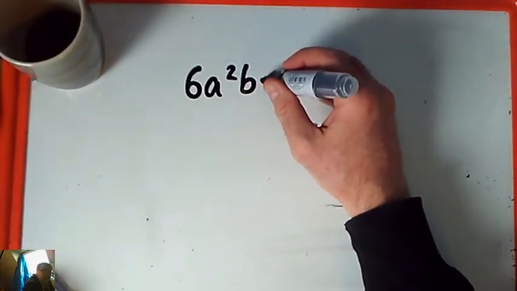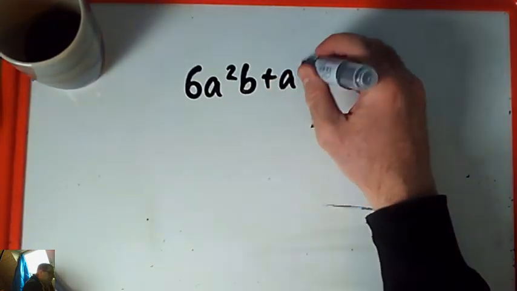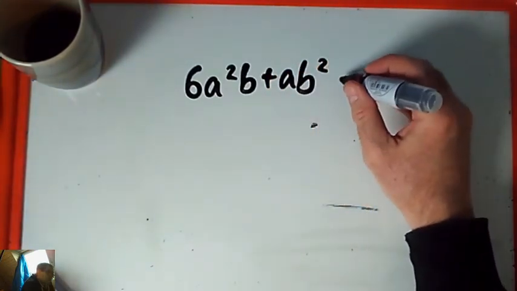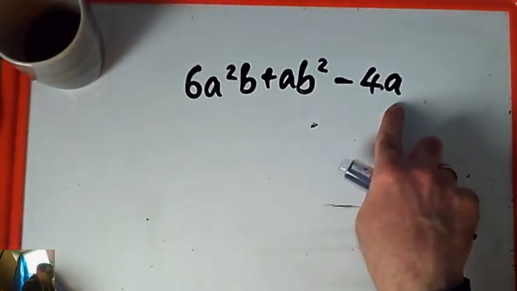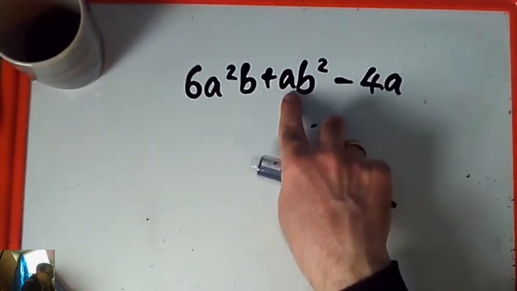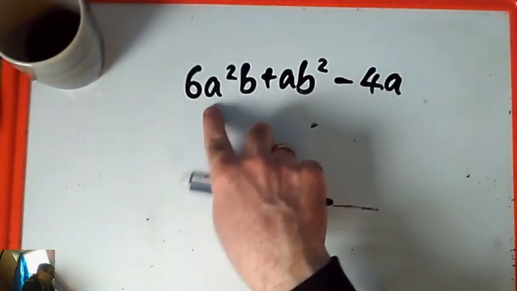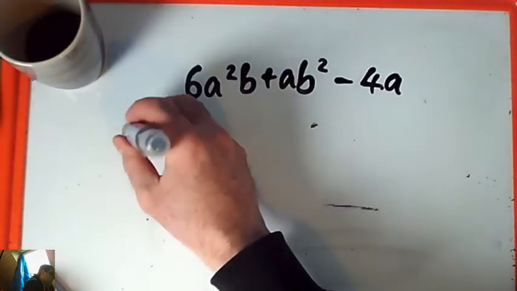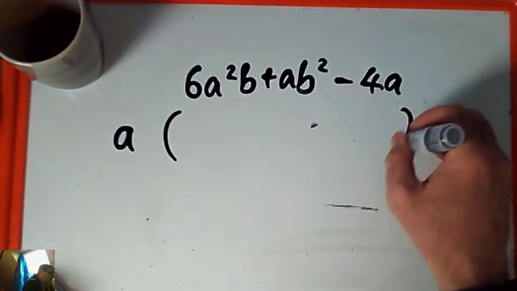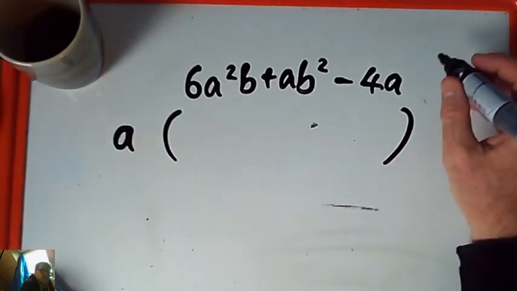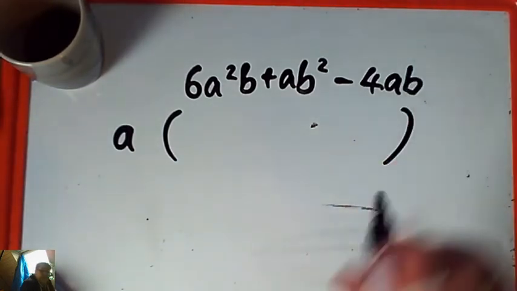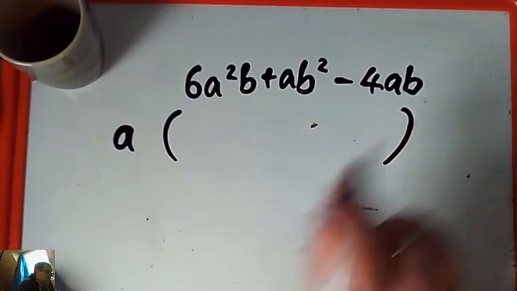6a squared b plus ab squared minus 4a. Okay, this does start to get exciting now. They've all got a's in them. So this one's got an a, this one's got an a, this one's actually got a times a squared. So we can certainly take an a outside the brackets. And then the last one was actually 4ab. Yeah, 4ab, not just 4a.